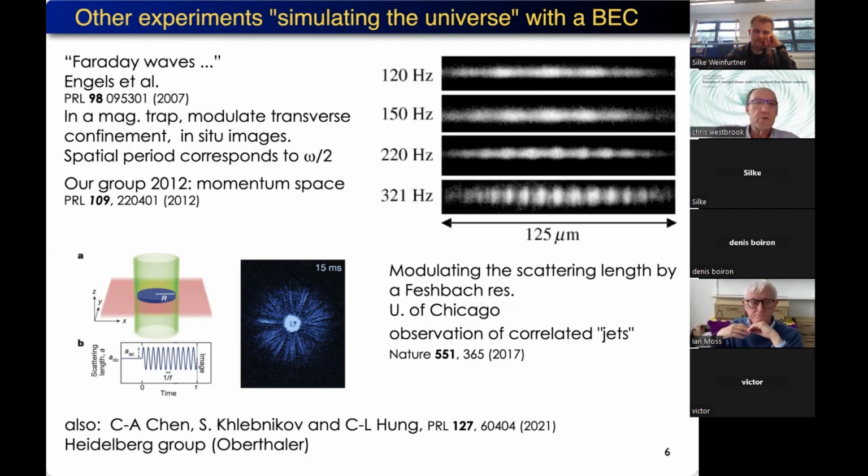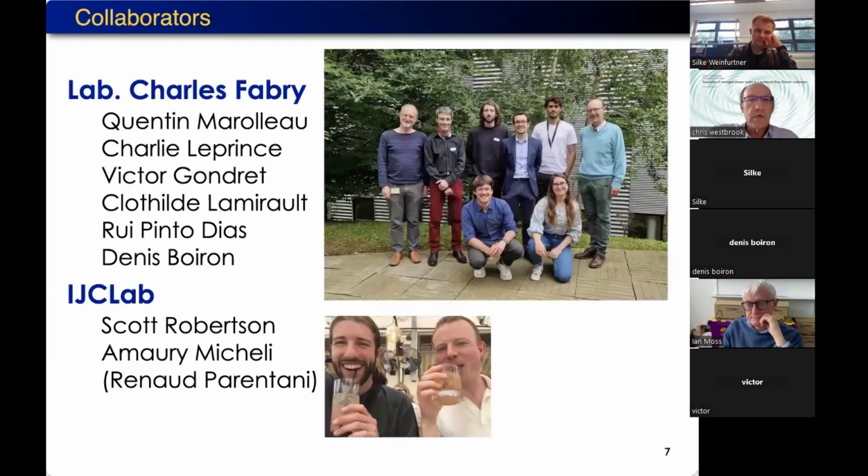also been doing a similar geometry with a similar Feshbach resonance to modulate the scattering length, and have also gotten interesting results pertaining to particle production. So now I'm just going to concentrate on our stuff.